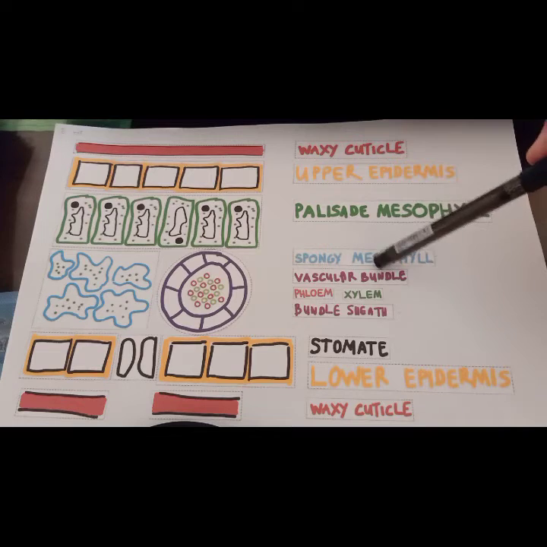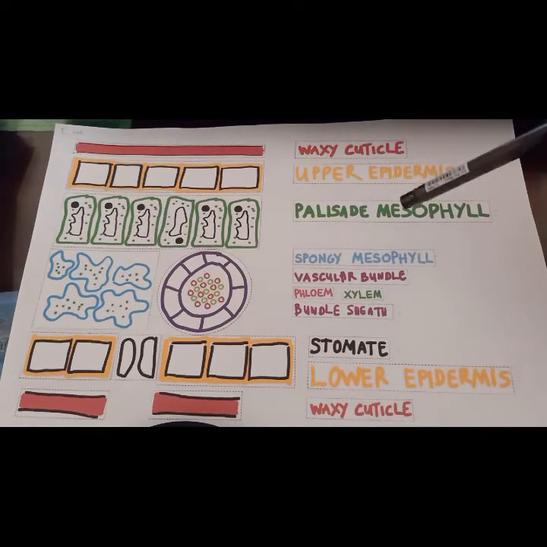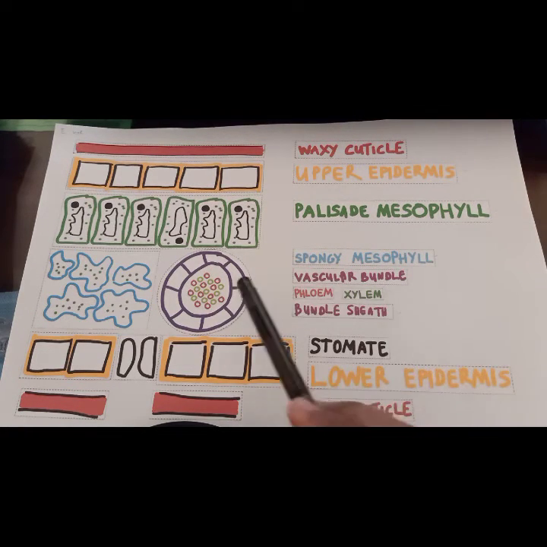This is spongy mesophyll, which is in blue color. This is the site for gas exchange for photosynthesis and respiration. This is vascular bundle, which is in purple color. This is used for transporting critical substances to various parts of the plants.